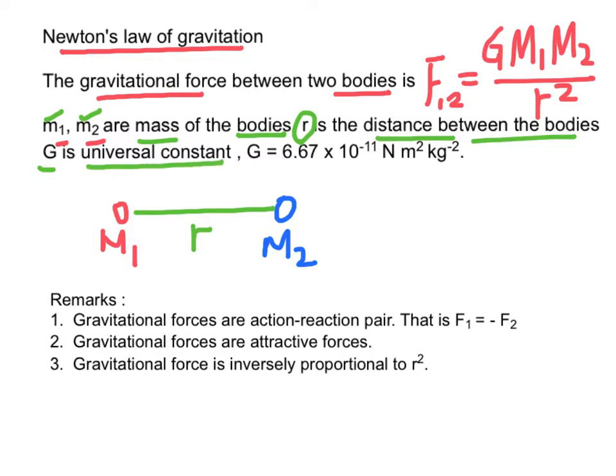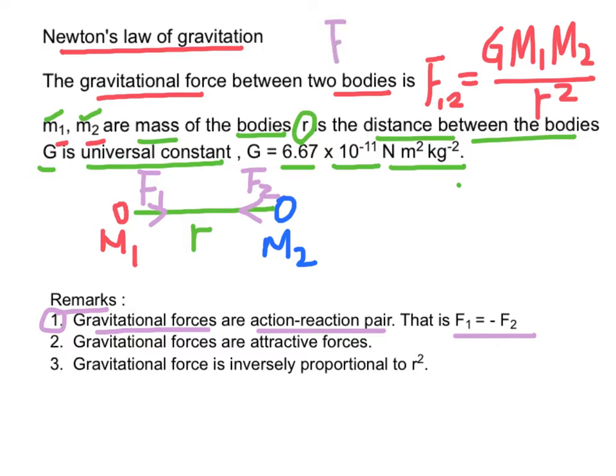The constant has a value of 6.67 times 10 to the power negative 11 newton meter squared per kg squared. Remarks. First, gravitational forces are an action and reaction pair. That is, the force on 1, F1, and the force on 2, F2, are equal in magnitude but opposite in direction. Therefore, F1 equals negative F2, and the values of F1 and F2 are both equal to F between 1 and 2.